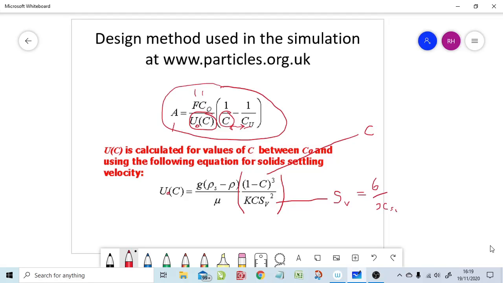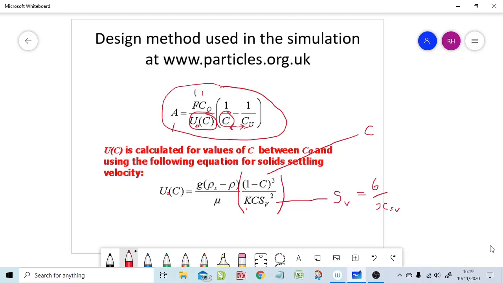Okay, and I'll give it a little subscript. So that's the Sauter mean diameter, 6 over the Sauter mean diameter, so particle size. So it's reasonable to assume that we know the size of particles that we're trying to design the thickener for, or that could be estimated from taking a sample and measuring it.